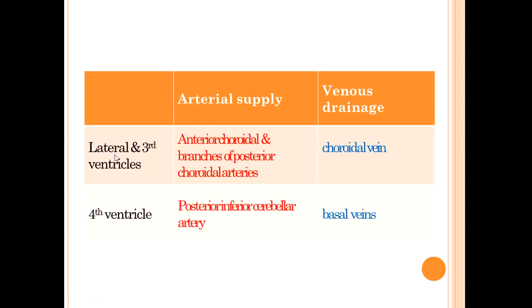So lateral and third ventricle is supplied by anterior choroidal and branches of posterior choroidal arteries, and its venous drainage is by choroidal vein. Fourth ventricle is supplied by posterior inferior cerebellar artery, and venous drainage is from basal veins.